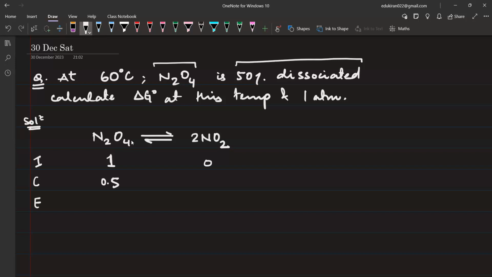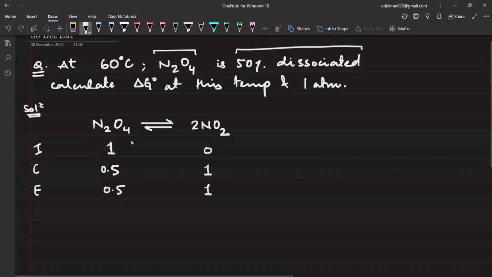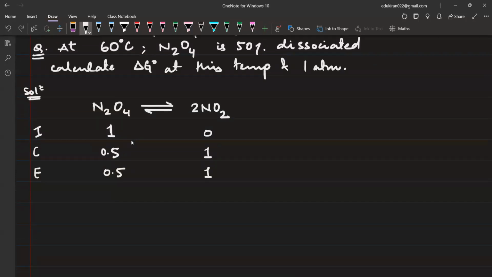So 0.5 becomes what? 1 mole of NO2 will be formed. Make sense? That means I can say here you will have 1 minus 0.5, how much is this? 0.5. 0.5 moles of N2O4 will be there, and there will be 1 mole of NO2. Make sense? Okay. Now, since we have done equilibrium, this question is going to make sense only if we have done this particular topic.